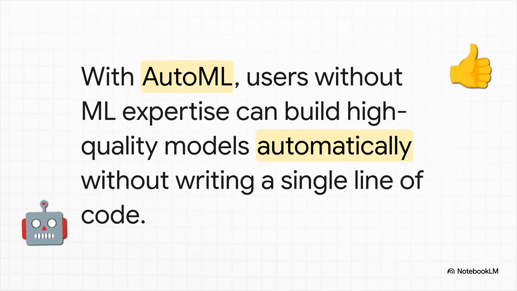This is where it gets really exciting. Inside Vertex AI, there's a feature called AutoML. It lets you build amazing custom machine learning models automatically with very little expertise. Seriously, you just bring your data, tell it what you're trying to do, and it handles the heavy lifting.